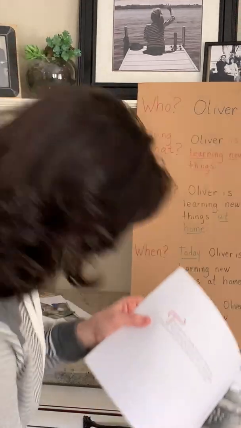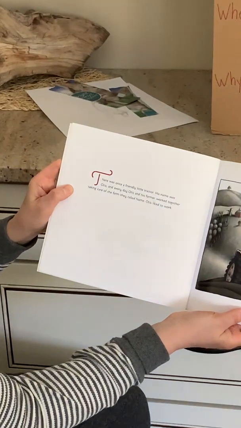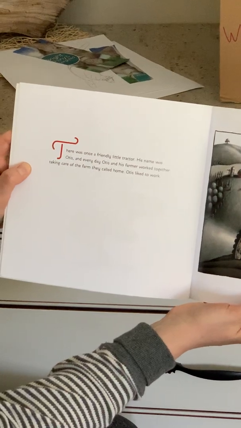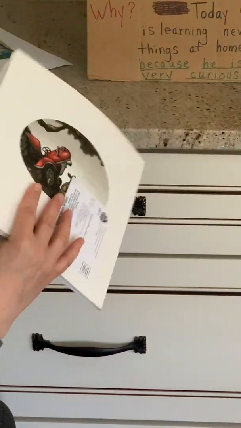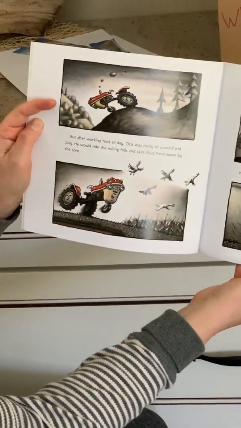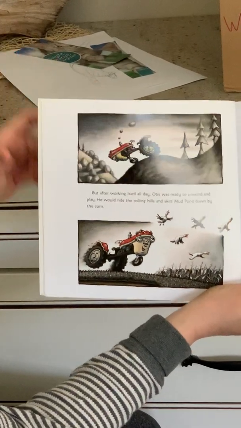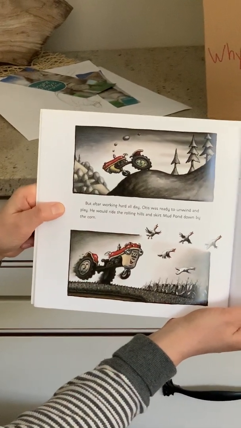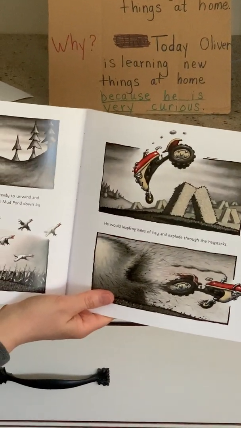Okay, I'll have a seat here so my cinematographer can zoom in. There once was a friendly little tractor. His name was Otis, and every day Otis and his farmer worked together, taking care of the farm they called home. Otis liked to work. But after working hard all day, so I've got how he's working and when he's working, Otis was ready to unwind and play. He would ride the rolling hills and skirt Mud Pond down by the corn.